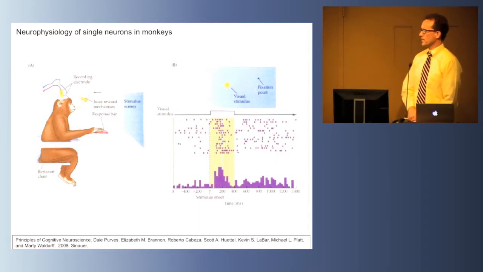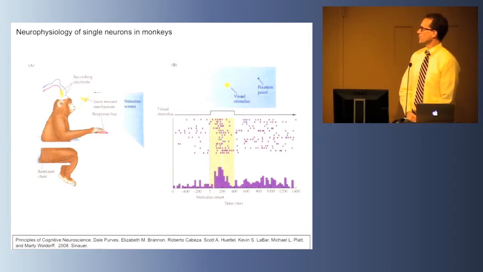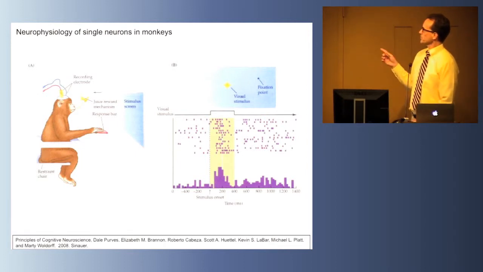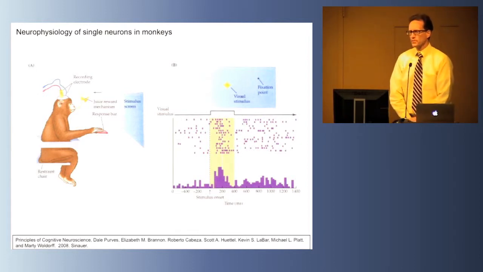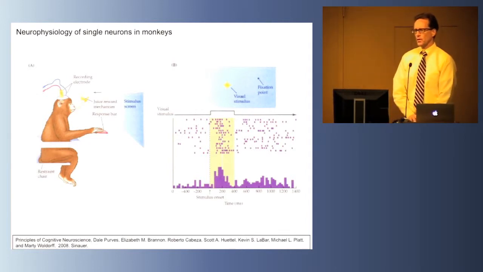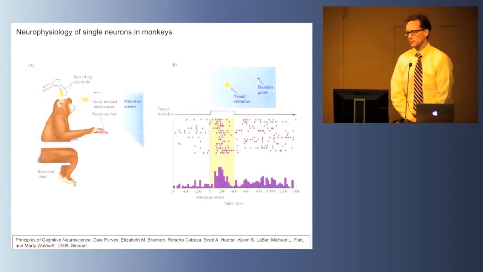At the bottom is a histogram counting the number of nerve impulses occurring at each moment in time. And you can see in the period before the stimulus occurred, minus 400, minus 200 milliseconds, there was a sprinkling of nerve impulses, but not very many. After the visual stimulus was presented, the neuron fired a large number of nerve impulses transiently. When the stimulus disappeared, the number of nerve impulses was reduced again. So this neuron responded with nerve impulses to the presentation of the visual stimulus.